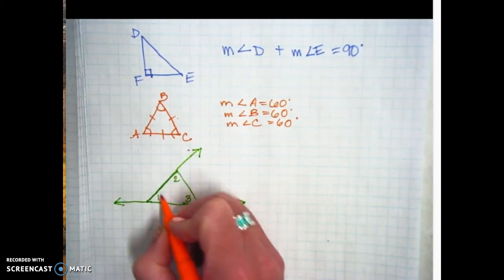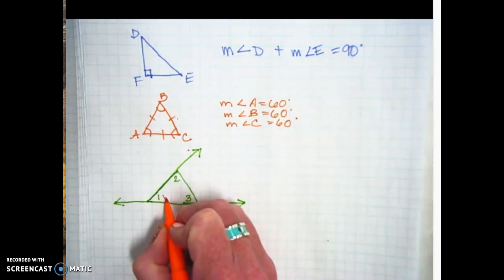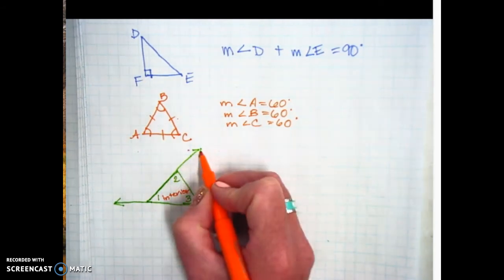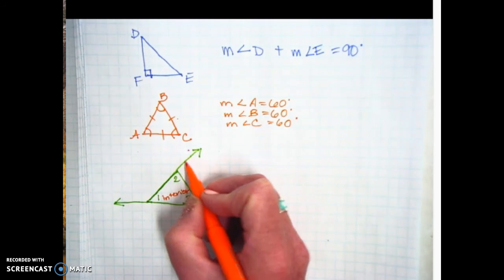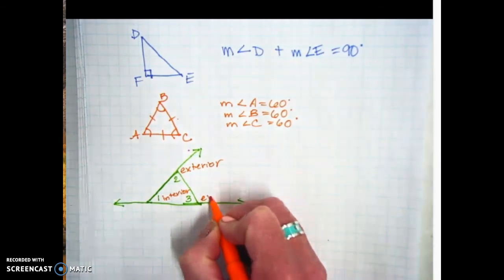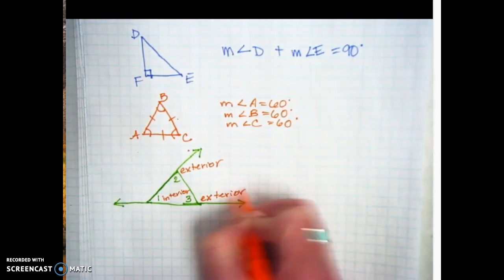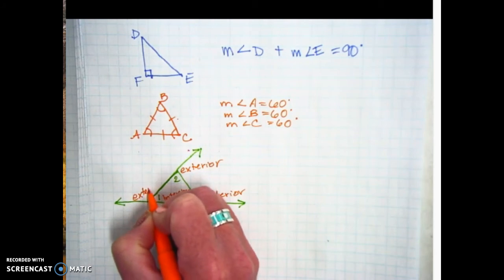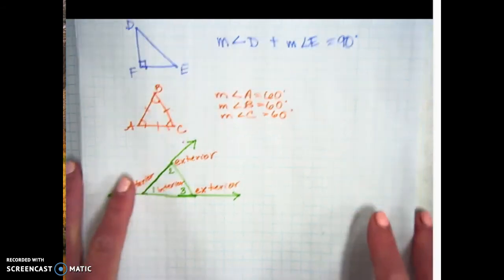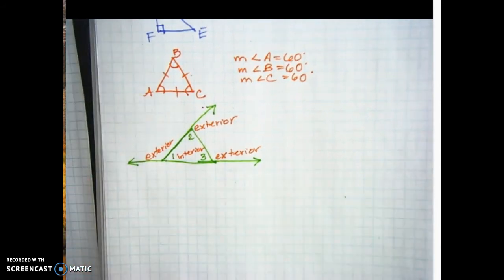Any of the 3 inside are all what? Interior. And anytime you create an extension and it creates an angle outside, we'll call those exterior. So here's an exterior angle, here's an exterior angle, and here's an exterior angle. All right, we good so far? All right, now we're going to move on to the next box.